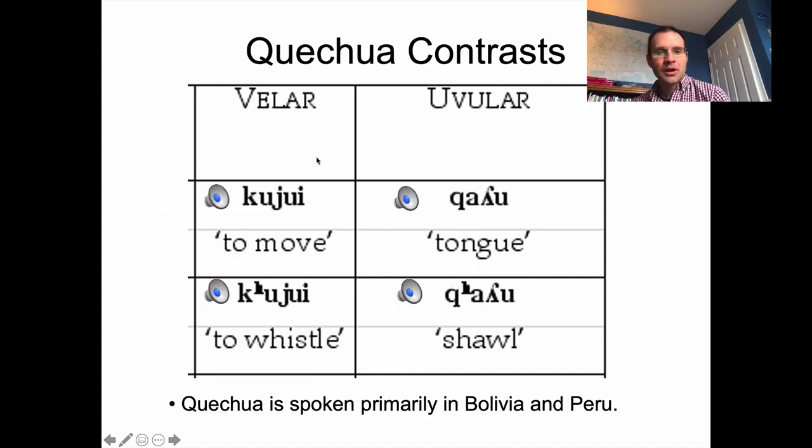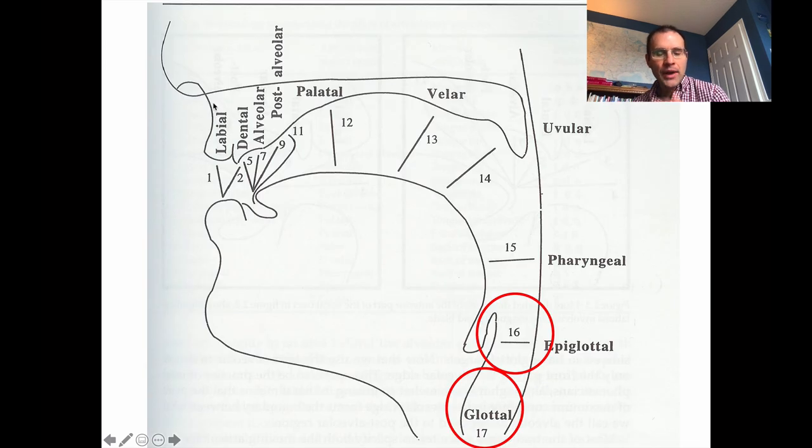Okay, like I said, moving further back, we don't really have any pharyngeal stops that I know of. It's kind of hard to make a closure here, and it would kind of tickle your throat in an uncomfortable way if you did, I guess. But you can go even further back and get a closure between your epiglottis and the very lower part of your pharynx here.